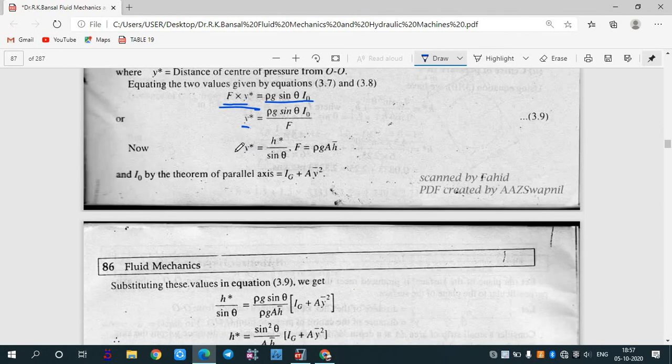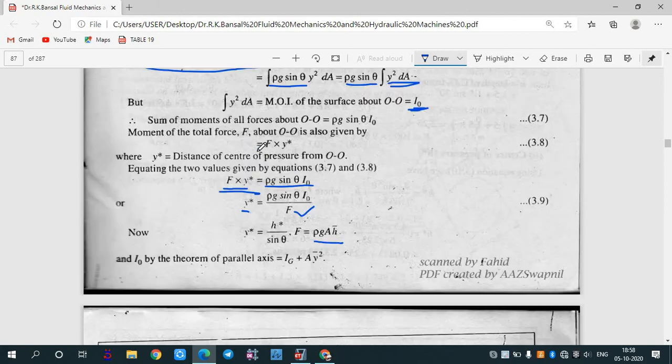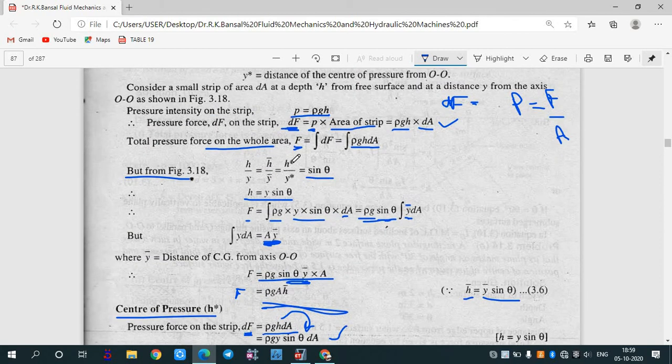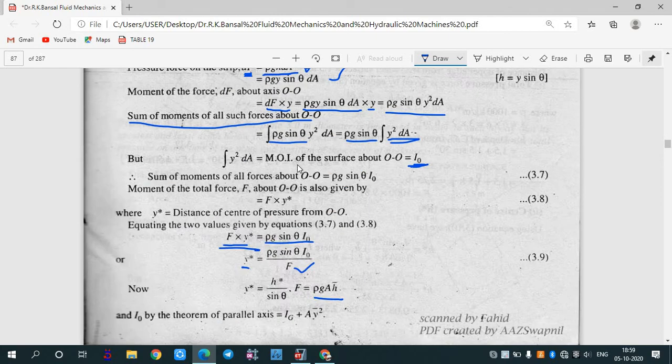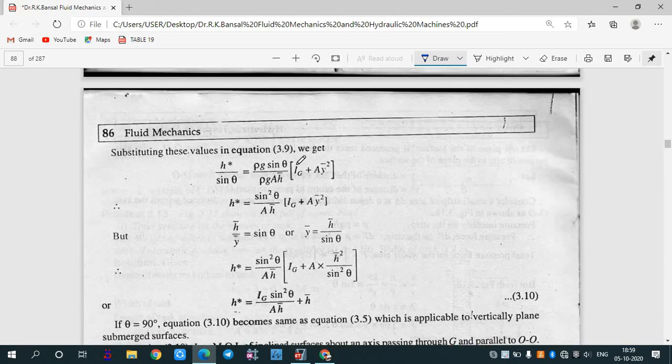Now after that, what we need to do is, we have the value of force. The force value is rho g into h bar, and we have the value of y star also. So y star we can calculate by this only. Now h star, h star by y star equals sine theta. In order to calculate h star, we are calculating y star.